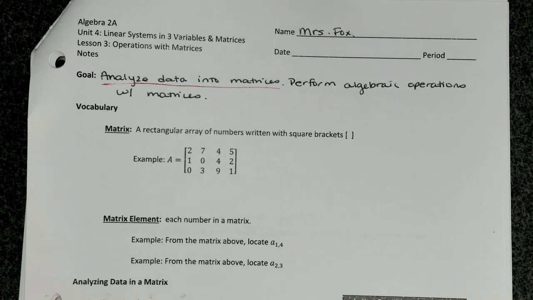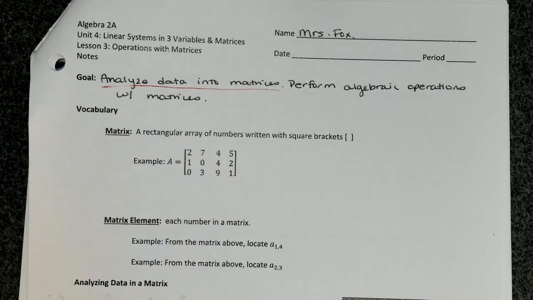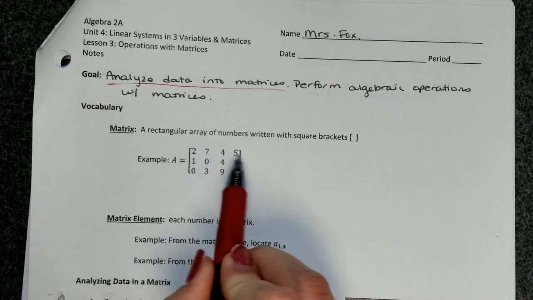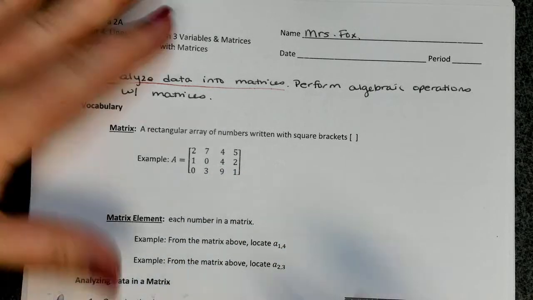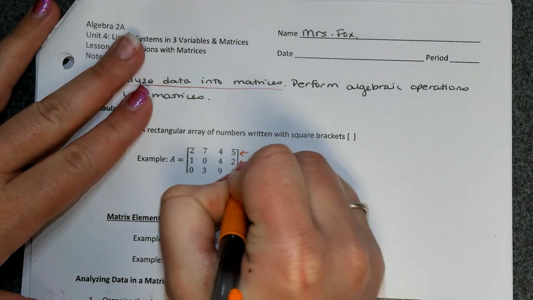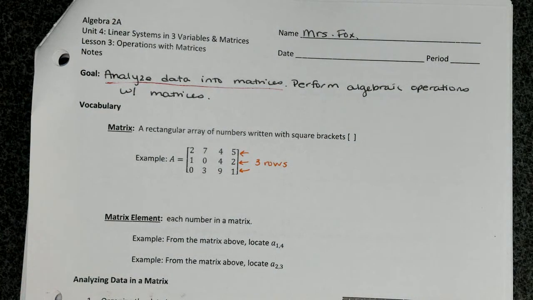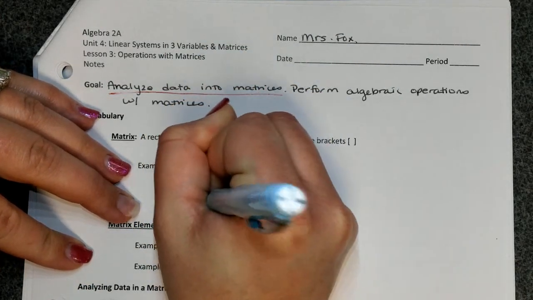All right. So what is a matrix? A matrix is a rectangular array of numbers written with square brackets. So these square brackets with numbers in them are considered a matrix. You can see there are 4 columns of numbers. There are 3 rows of numbers. Okay? So 1, 2, 3 rows. One, 2, 3, 4 columns.